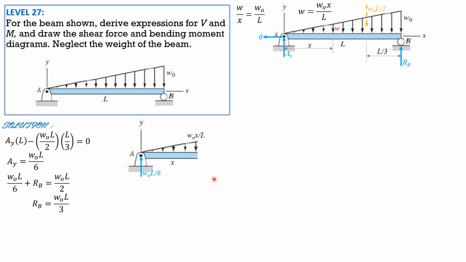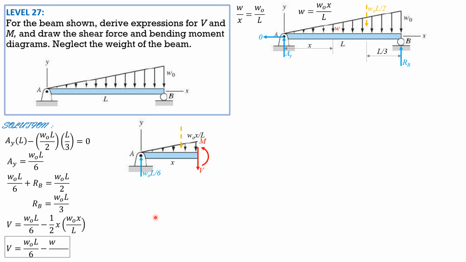So for the shear and moment equations, this is the positive shear, positive moment. Summation of vertical forces equals 0. So shear equals WOL over 6 minus the area of this triangle, 1/2 times x times WOx over L. Simplifying, the shear equation is WOL over 6 minus WOx squared over 2L. So that's the shear equation.